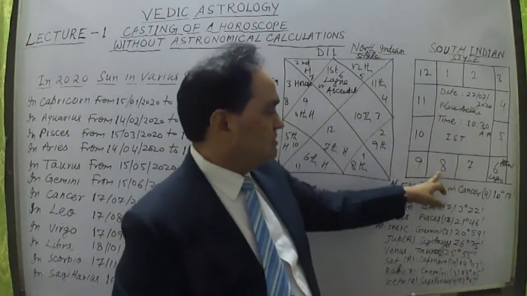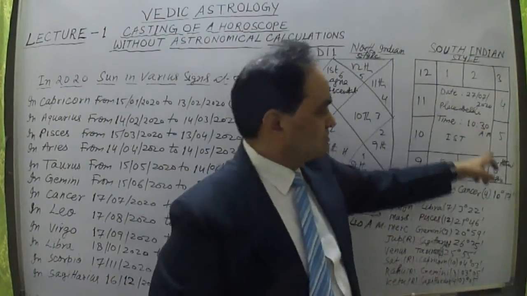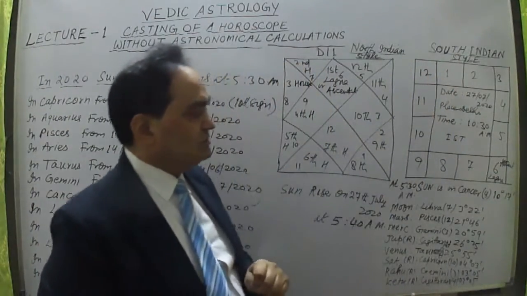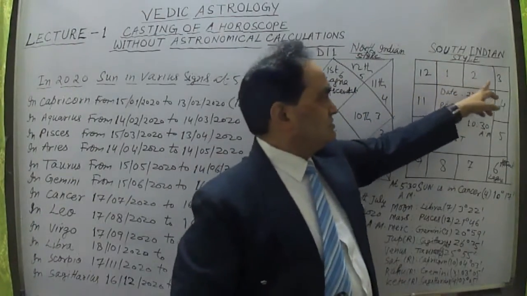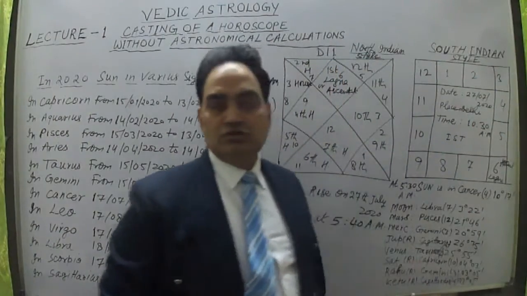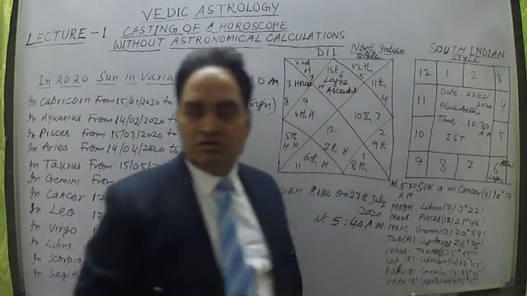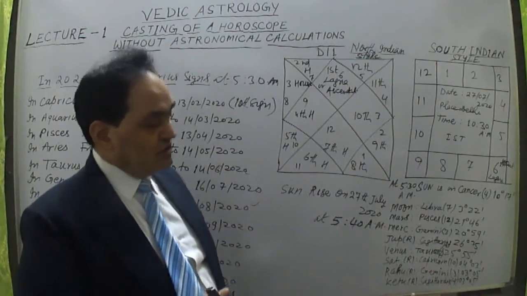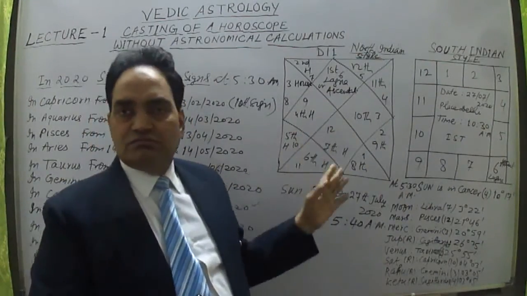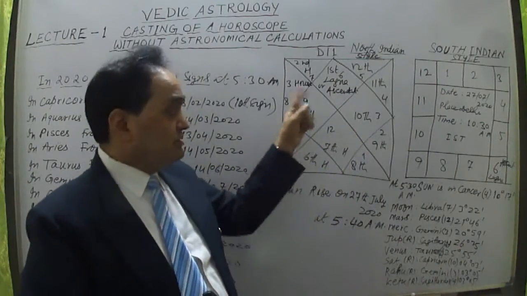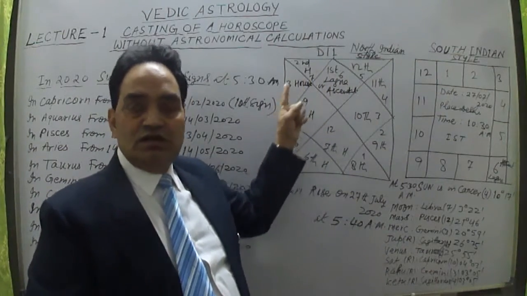Then second house, third house, fourth, fifth, sixth, seventh, eighth. The seventh is just opposite to the first house. Then it is 8th, 9th, 10th, 11th, 12th house. Just one house before the ascendant is the 12th house. Virgo was the ascendant sign, and this Leo sign was in the 12th house. So houses are changed there. In North Indian style, signs are changed, and here signs are increasing in anti-clockwise direction.